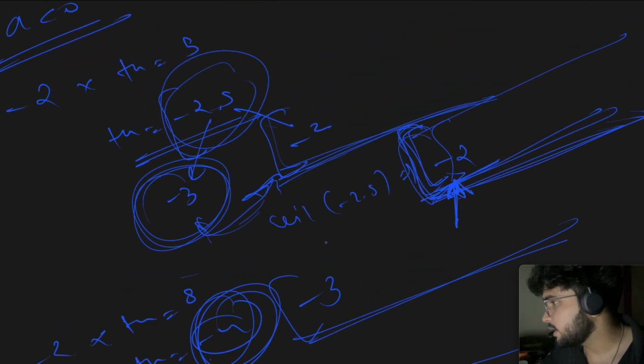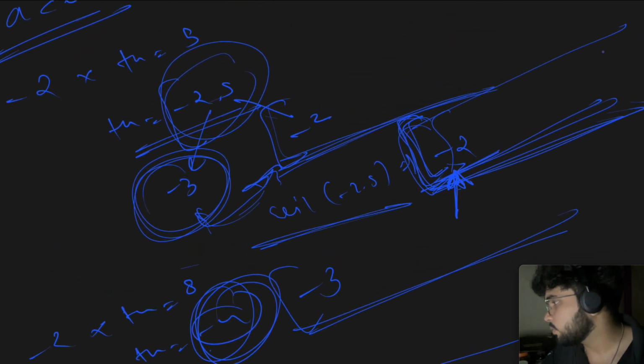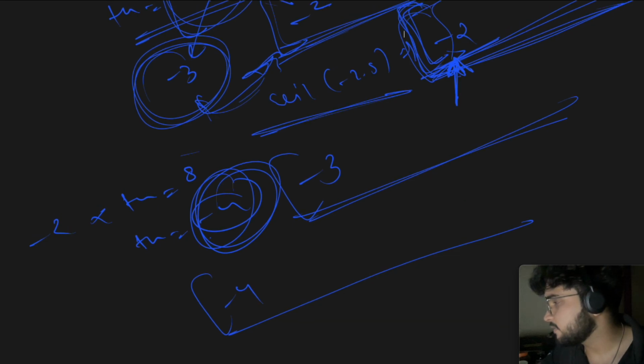So what is our strategy? We'll take ceil and then we'll do lower bound. Yeah, I think this is very intuitive.